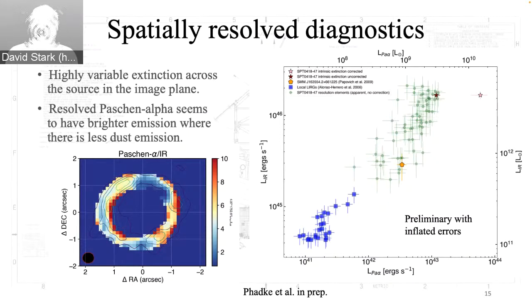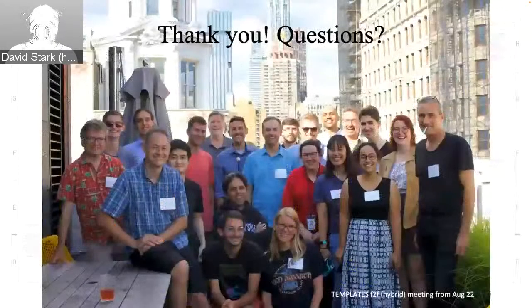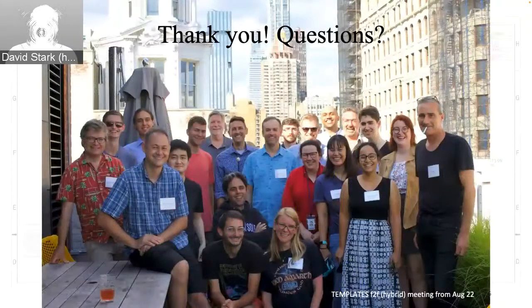So that's where I'm going to leave it. This is still in prep. I've inflated the errors because we are not sure about the absolute calibration and how much of an error comes from correcting for extinction from the H alpha flux. So that's still work in progress, and I'm looking forward to the NIRSpec reference files. And thank you for your attention.